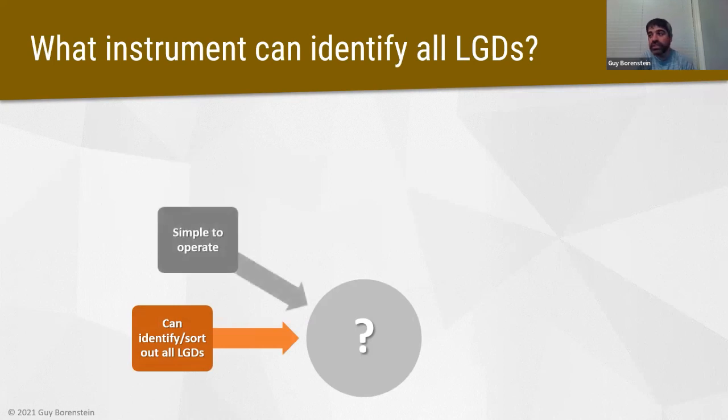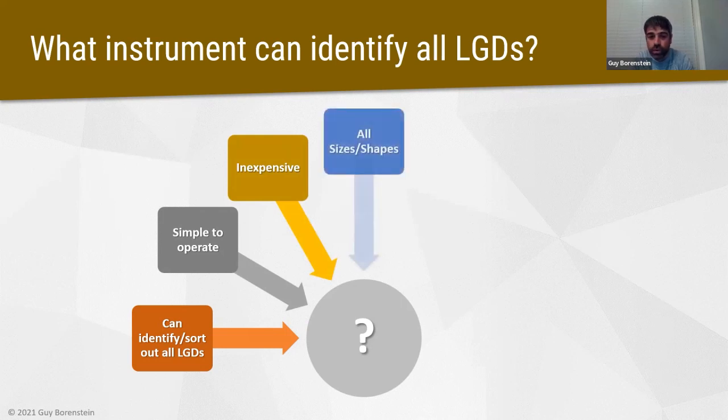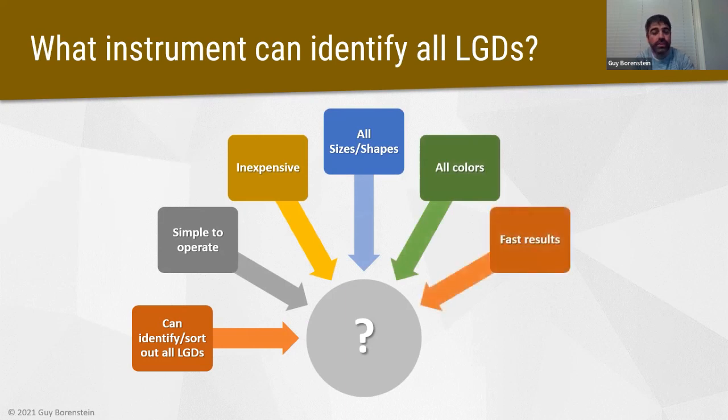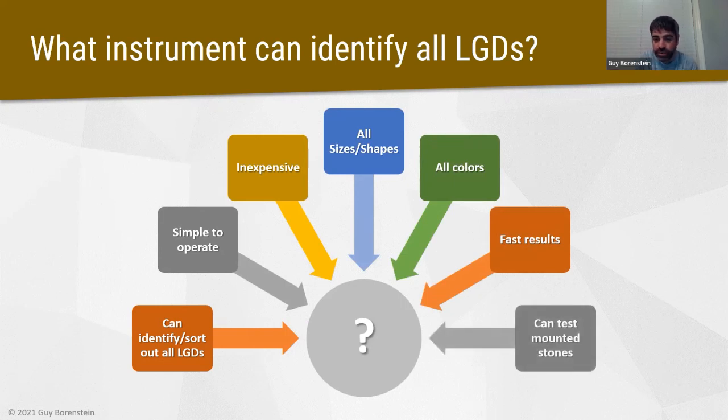We also needed it to be simple to operate because we are not rocket scientists. We want it to be inexpensive, and we wanted it to work on all sizes, shapes, and colors. We want to get fast results, and we also need it to work on mounted stones because sometimes we are working on jewelry. How many screeners can do all of these things? The answer is none.